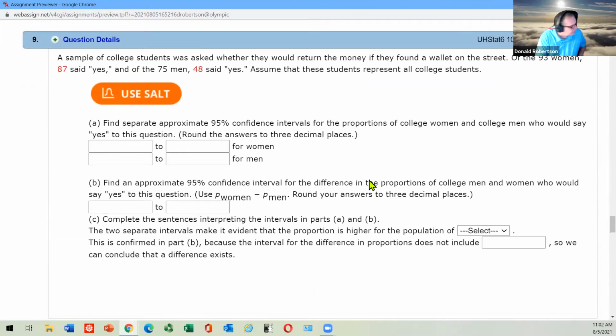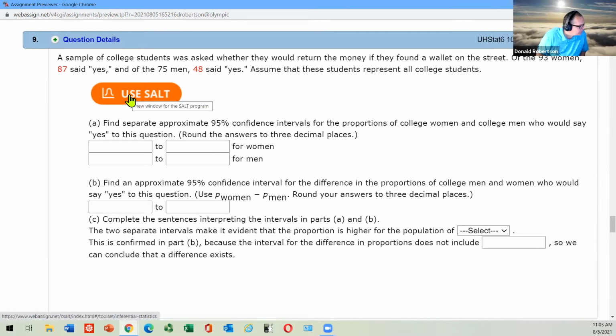Let's do this one because it's a little bit different. A sample of college students was asked whether they would return money if they found a wallet. Of the 93 women, 87 said yes. So P1 is going to be women, and it's going to be 87 out of 93. And P2 is going to be the men, and 48 out of 75 said yes. And we are interested in the P1 minus P2 hat, and we are going to be looking for, yet again, because they have no imagination, a 95% confidence interval.